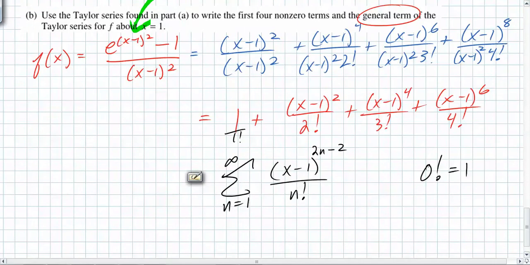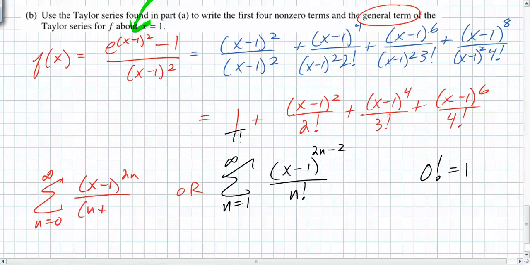Nice. So, let's just write both of them down here. What was the other one? n equals 0 to infinity of (x minus 1) to the 2n all over (2n plus 1) factorial. There's another way. Either way is fine. Either way works. So what's the next step?